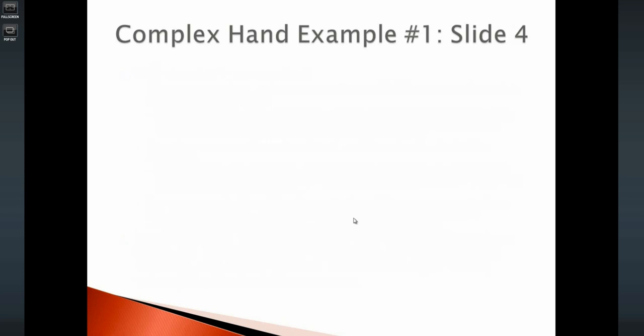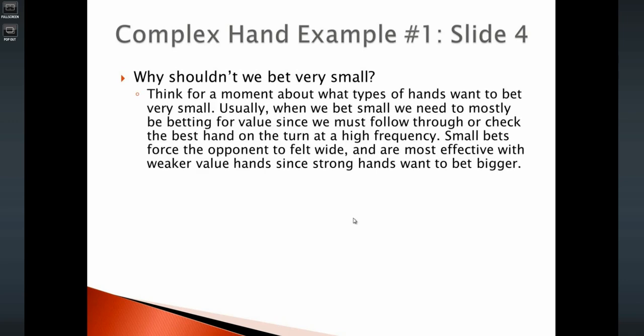Complex hand example number 1, slide 4. Why shouldn't we bet very small here? So this one's a little bit more difficult, but think for a moment about what types of hands want to bet very small. Usually when we bet small, we need to mostly be betting for value since we must fall through or check the best hand on the turn at a high frequency. Remember, when we bet small, we give our opponent an awesome price, so we have to have value more often. Small bets force the opponent to felt wide and are most effective with weaker value hands since strong hands want to bet bigger.